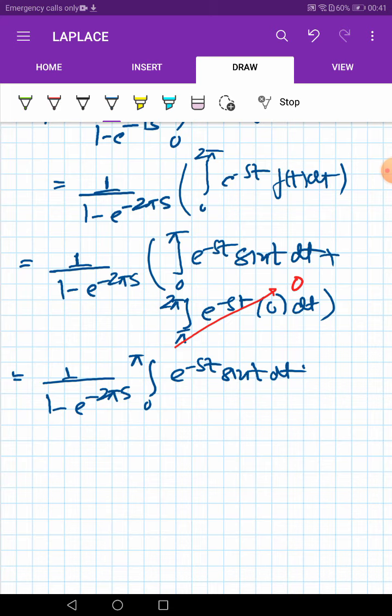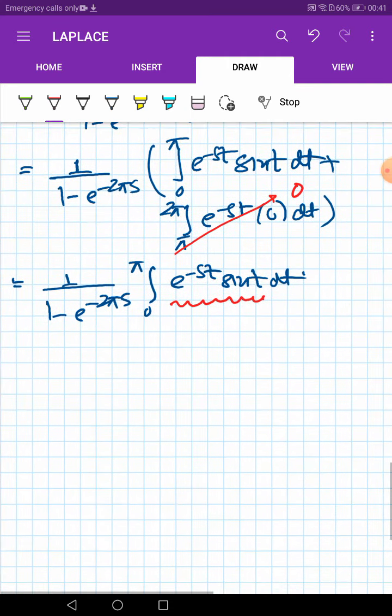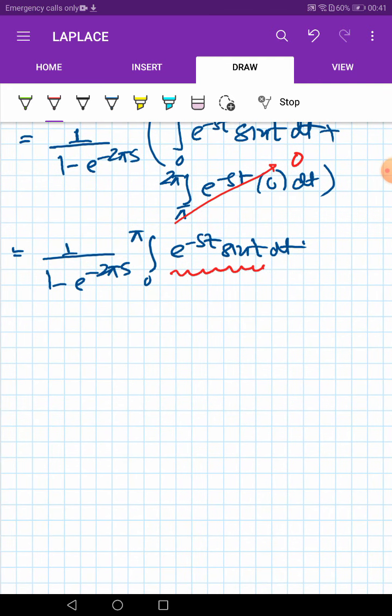Okay, so now we need to perform the integration of this thing. There is one trick to solve this kind of integration. So what is the trick to solve this kind of integration? I'll write e power minus st on the top side and sin t on the bottom side.